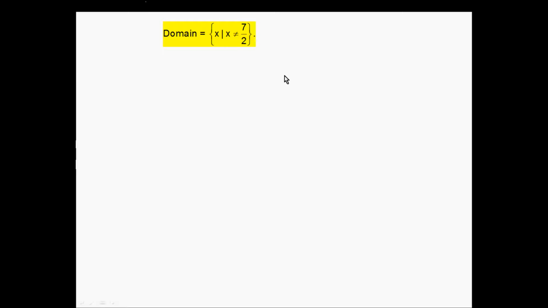Another way is as an interval. Now, if you're doing the number line, you start from minus infinity, you work your way up to 7 halves, and then it's a parenthesis, because you don't want to include 7 halves, and then you pick up from 7 halves on to infinity. So the interval is this. Okay, this is a union. This means you're putting together those two intervals. So minus infinity to 7 halves, union 7 halves to infinity.